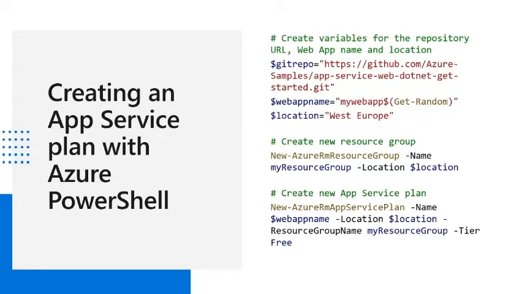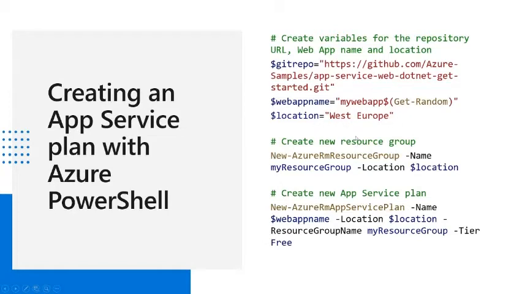To create an app service plan with Azure PowerShell, you generate a random web app name and variables for the location and repository URL. Then you create a resource group, and then you create a new app service plan by using the randomly generated web app name as the name of the plan and the free tier. So you say git repo is this one, web app name just is generated randomly.